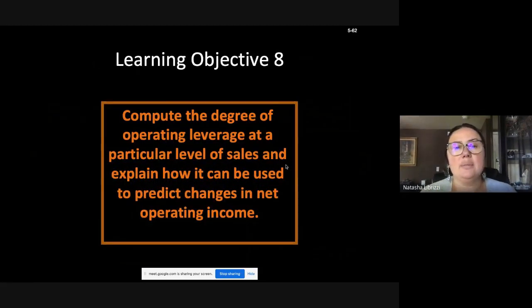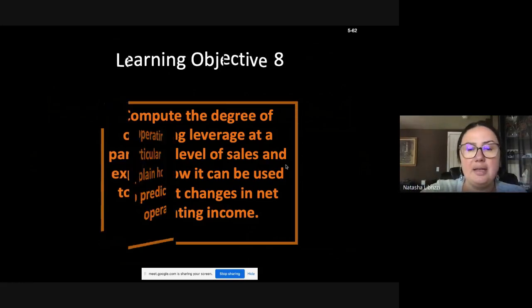And a final objective here: compute the degree of operating leverage. I like to think of it as a teeter-totter, if you're seeing my video. As a kid, I don't know, I don't see them on playgrounds as much anymore. They're fun. And use it to explain how it can be used to predict changes in net operating income.